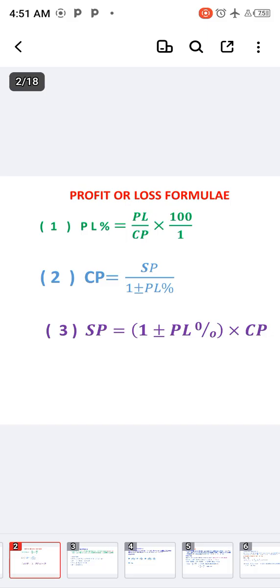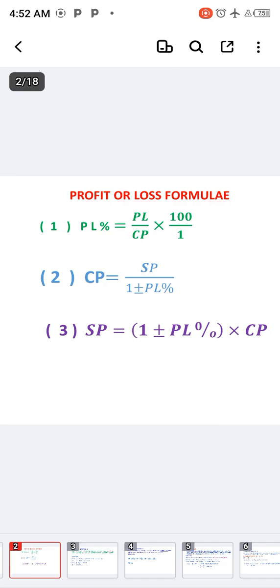Now, the first formula, which is the formula in green color, says profit or loss percent. This is an adjustable formula. It is used to find the profit percent, and it is used to find the loss percent. So profit or loss percent is equal to profit or loss over cost price multiplied by 100 over 1.